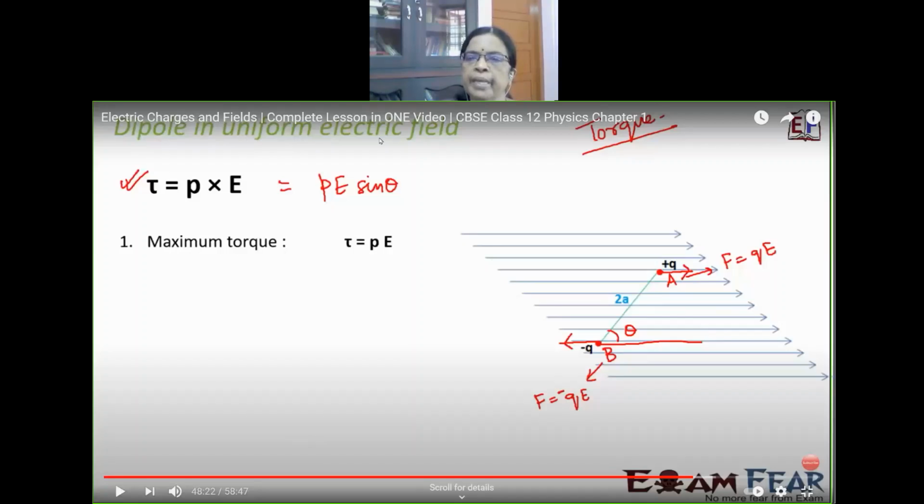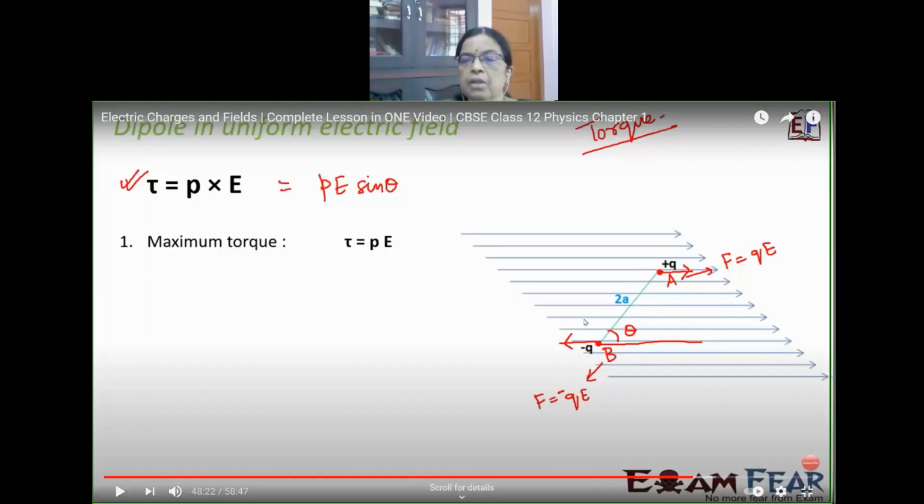So first you have to draw the uniform electric field. How will you draw it? Equispaced parallel lines. That is the representation of a uniform electric field. Then what to do next? The dipole is kept in that. What is a dipole? Two equal and opposite charges separated by a distance. Minus Q and plus Q are separated by a distance 2a.